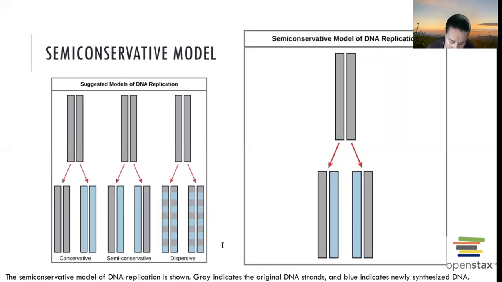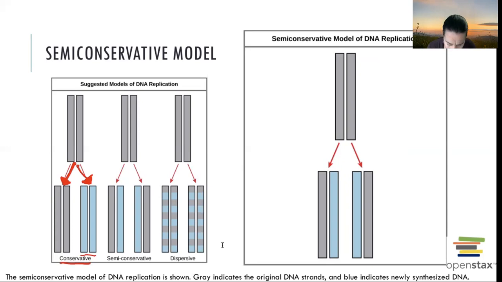There were 3 different theories. In the first, we take the original one and it copies off a whole brand new one. Everything in blue in this picture is new, and the gray one is the old original. So it just copies itself totally over. We have an old original, and then it makes a brand new, absolutely new one, and keeps the old one intact. That would be considered conservative.